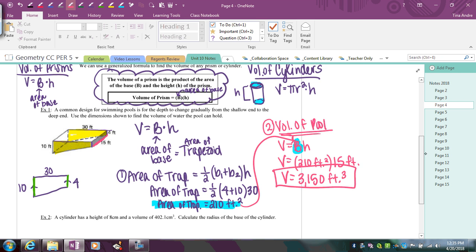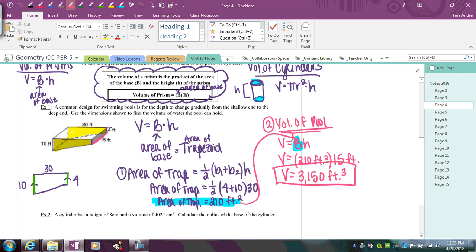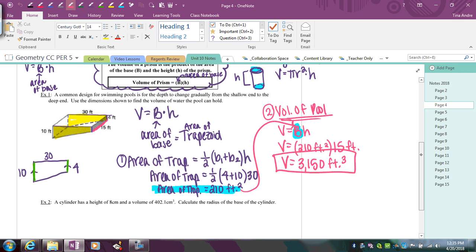So that's a little bit more complicated, in my opinion, than cylinders, because cylinders will always be the same base, or a rectangular prism, always the same base. But you have to be careful because you could really have any polygon for a base.